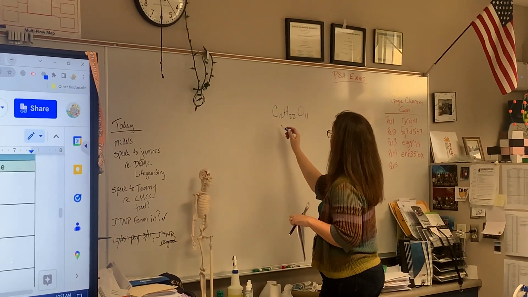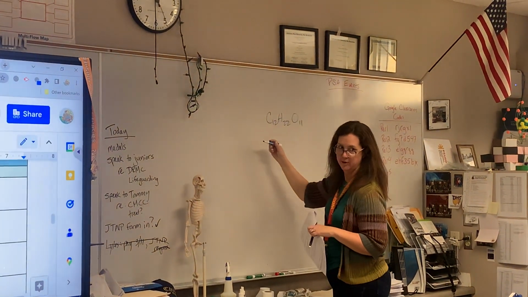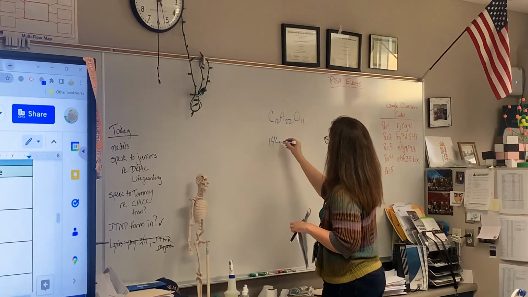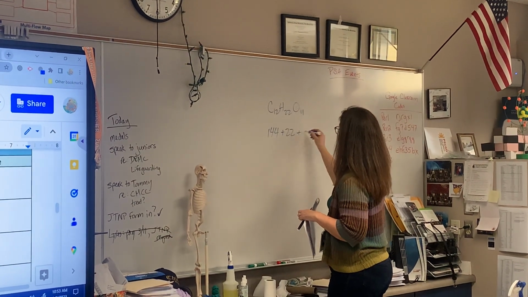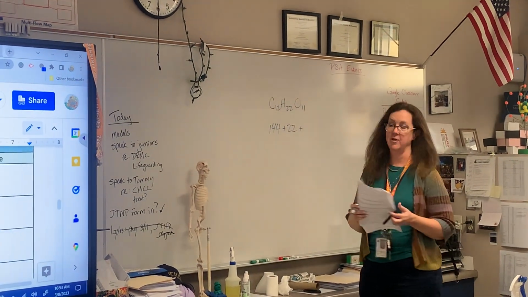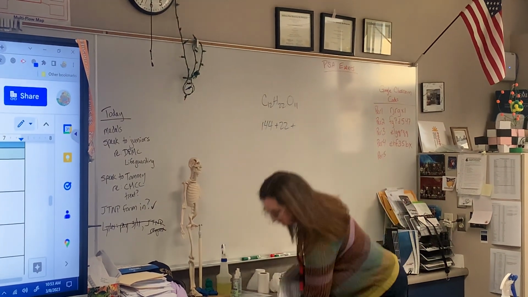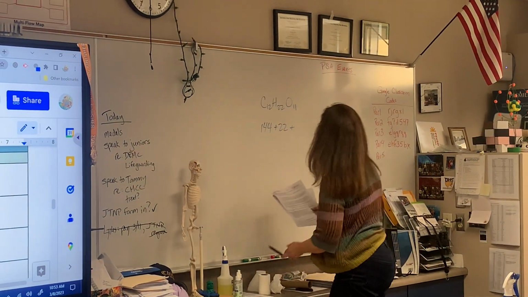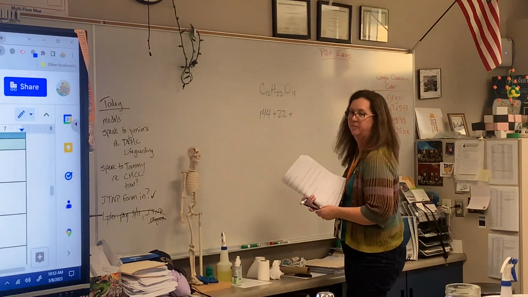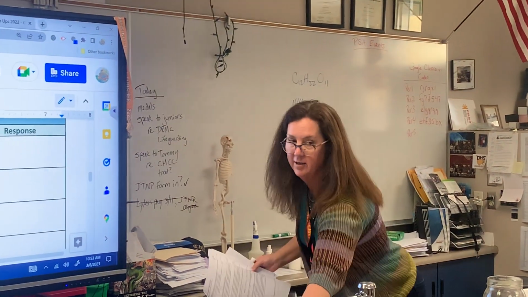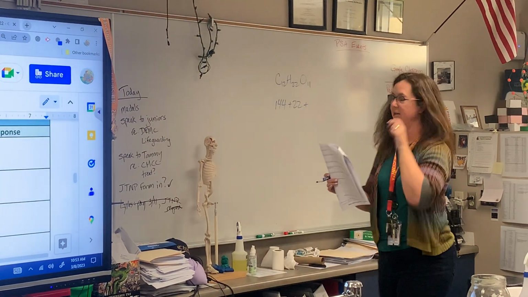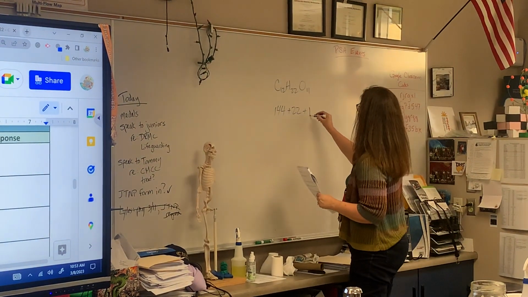So C12H22O11. You'd add up all the masses. What's 12 times 12? 144, right? Plus 22, plus 16 times 11. I don't have my calculator now. Somebody do that for me? What's 16 times 11? 176. Okay. If anybody finds that to be wrong, let me know.